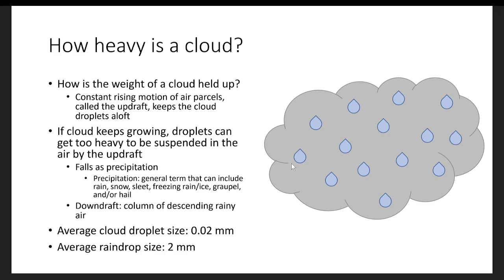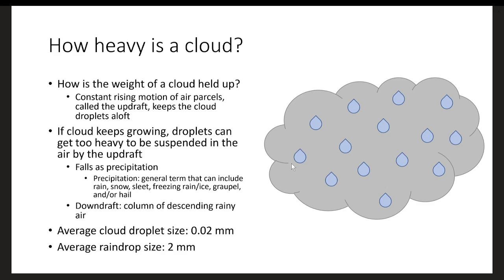A downdraft is a column of descending rainy air. So you have an updraft, and then once it gets too heavy and starts falling, you get a downdraft. And if you want the storm to stay alive, you hope that these two aren't touching or overlapping. If you want a tornado, they should be touching but not overlapping. We'll get to that later in the semester.